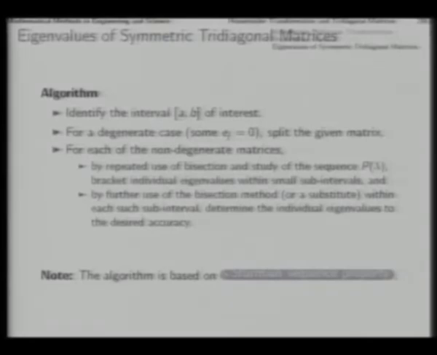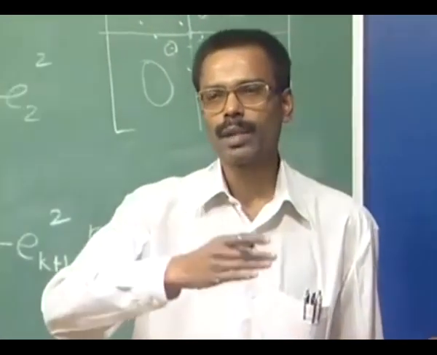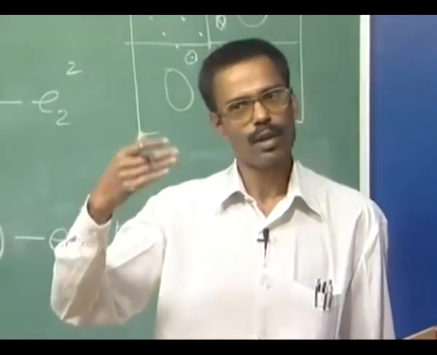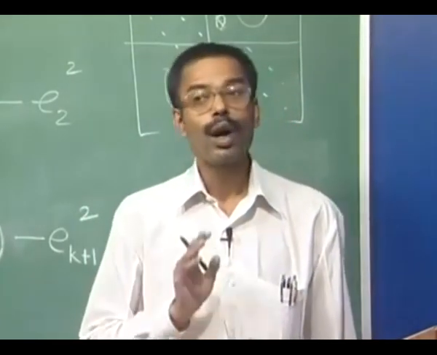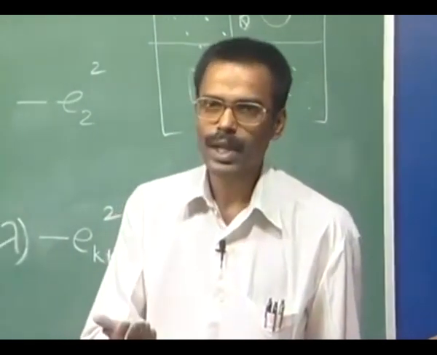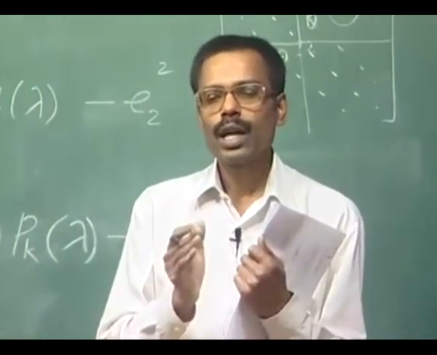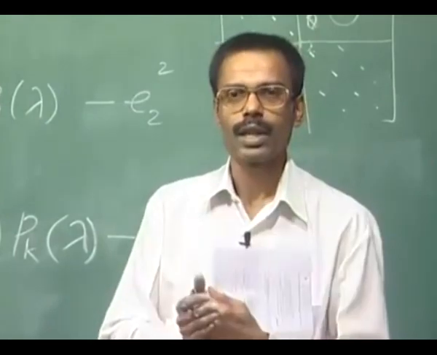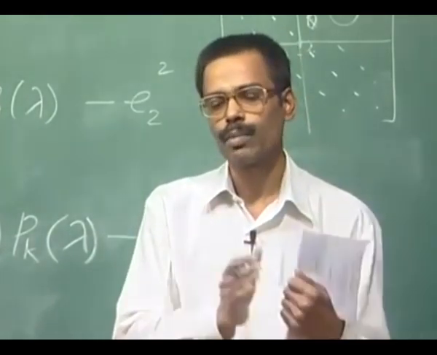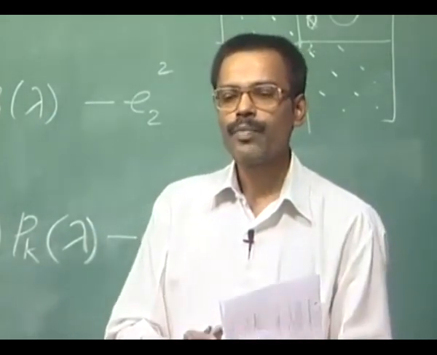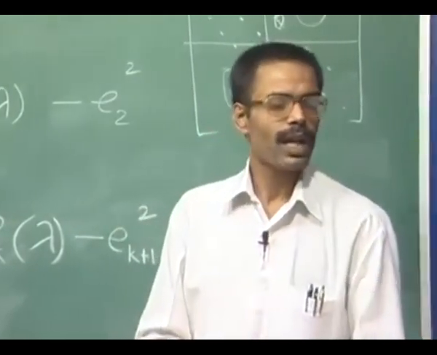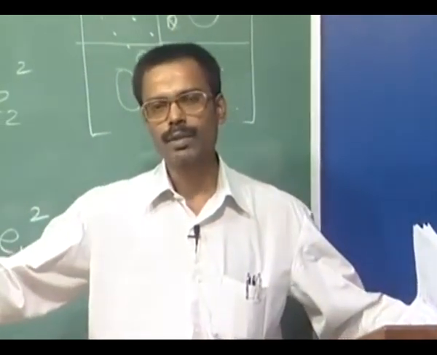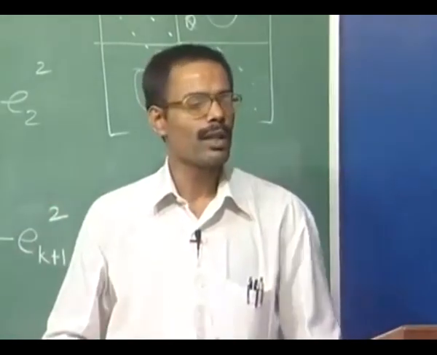First, identify the interval ab of interest. The interval ab can be the entire interval from minus lambda bound to lambda bound if you are interested in finding all the eigenvalues. Or sometimes your problem may suggest that you are interested in an eigenvalue only in a given interval, and you are not bothered with the rest of the eigenvalues which may fall outside it. In that case, you take that interval as ab. Otherwise, you take the larger interval in which you are sure that all the eigenvalues will lie.